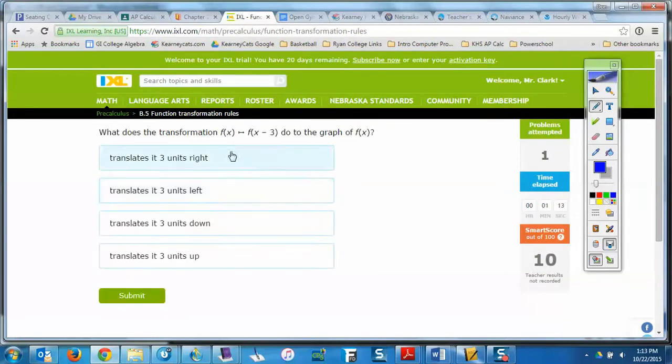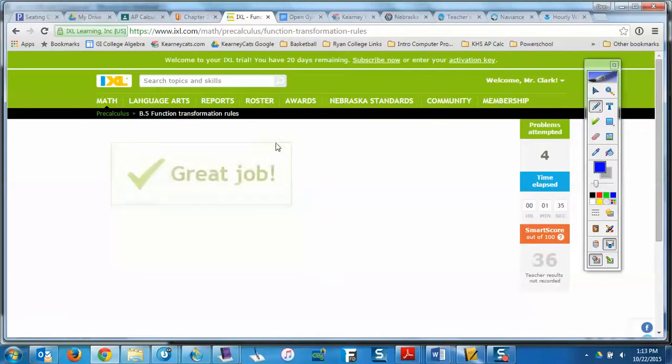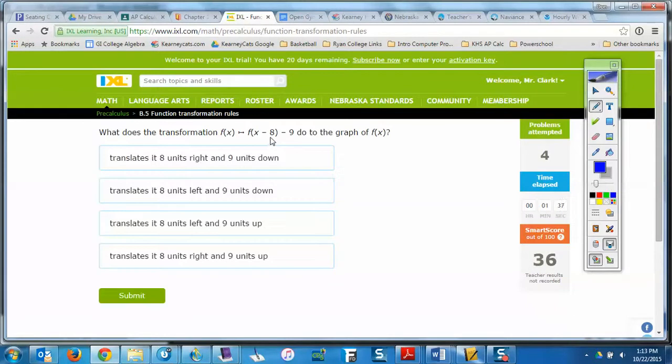Okay, here we go. 10. All right, we're rolling. What's this one? Right 3. Brilliant. What's this one? Left 2. Right 4, down 1. Right and down.